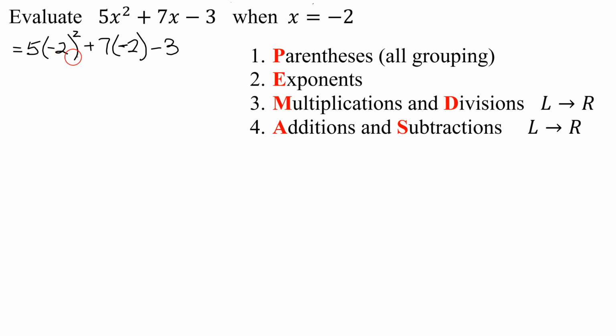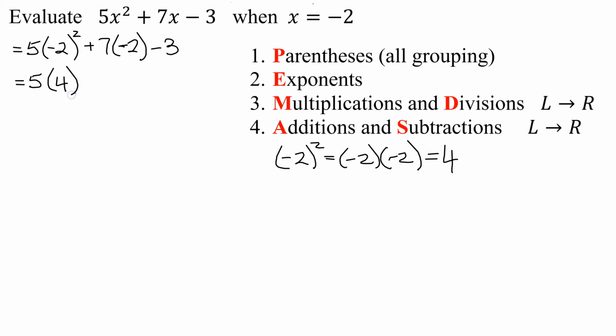Now I have parentheses here and here, but is there anything to do inside the parentheses? No, that's simplified. So one is taken care of. Next, I do exponents, and here I have one exponent, so that's the first thing I'm going to do. So I'm going to have 5 times, and remember, what does (-2) all squared mean? It means -2 times -2. A negative times a negative is a positive. 2 times 2 is 4. So I'm going to get 5 times 4 plus 7 times -2 minus 3.